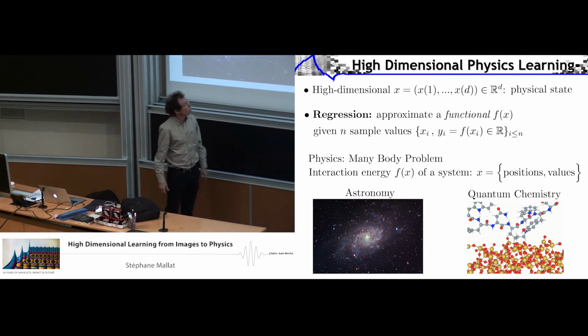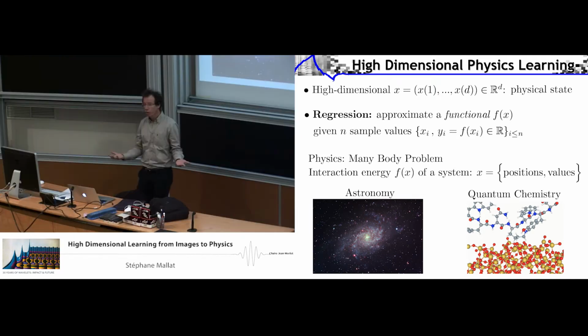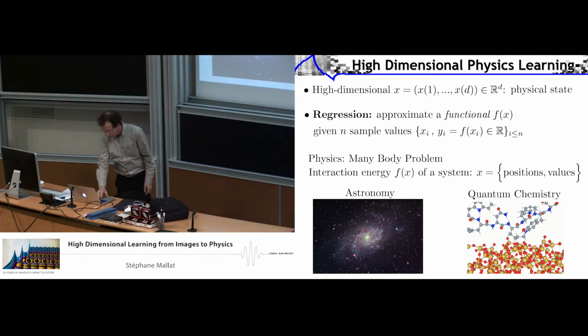Or we'll look much more at the problems of quantum chemistry. So you don't know the Schrödinger equation. You have examples. You are given a molecule. You want to compute the energy of the molecule. In other words, have access to forces and so on, just from a bunch of examples. Can we learn physics? That will be the question behind that.